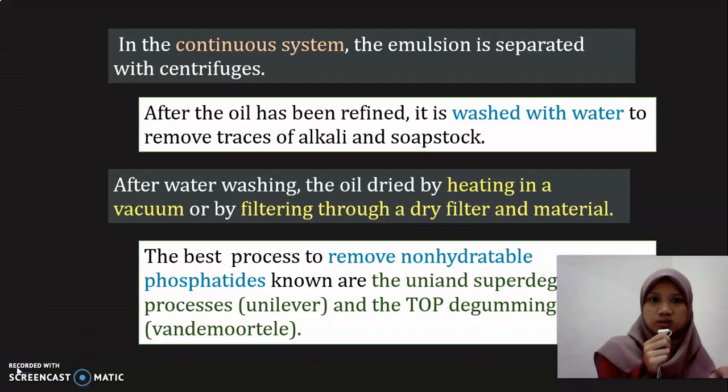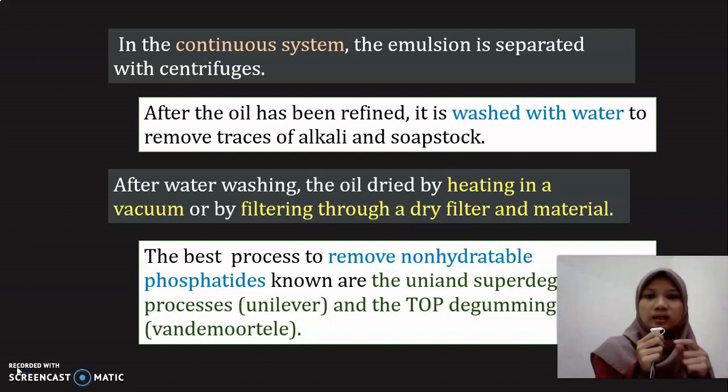In the continuous system, the emulsion is separated with a centrifuge. After the oil has been refined, it is washed with water to remove the alkali and soap stock. After water washing, we will dry the oil by heating or filter. And the best process to remove the non-hydratable phosphatide is known as the Unilever super degumming process, and the top degumming process, Vandemoortele.